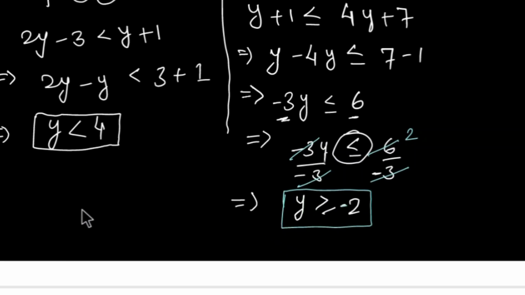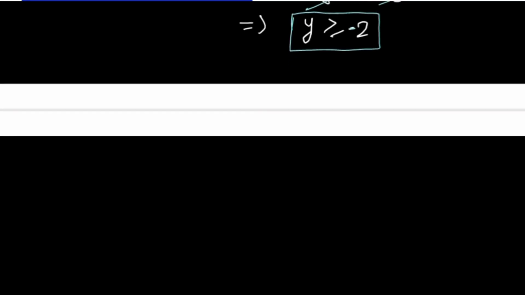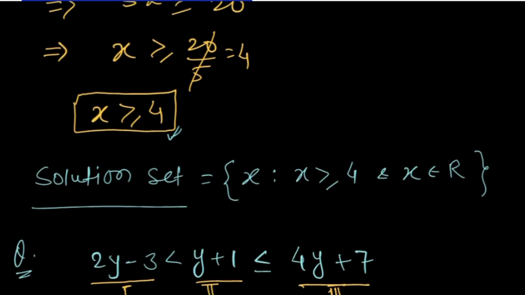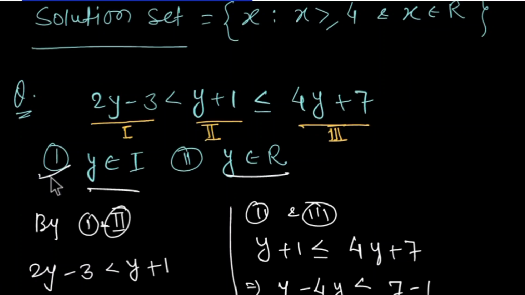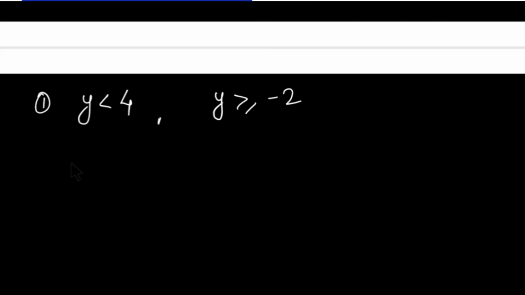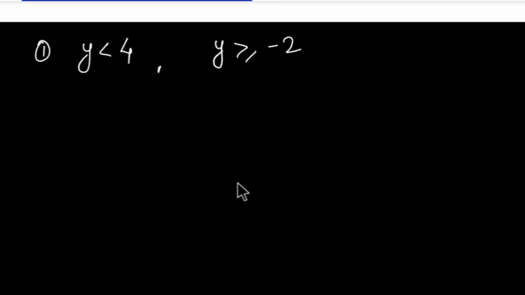So the first conditions will give you the answer. I'm just going to explain what these conditions are. One condition says y is less than 4, and the other says y is greater than or equal to minus 2, and for the first part, y belongs to integers. So what are those numbers?